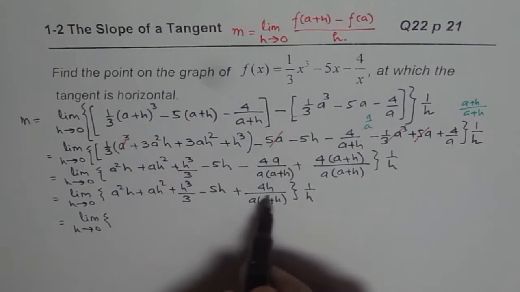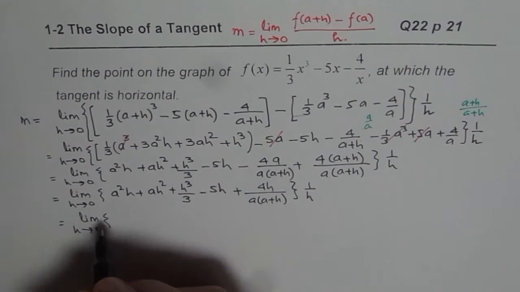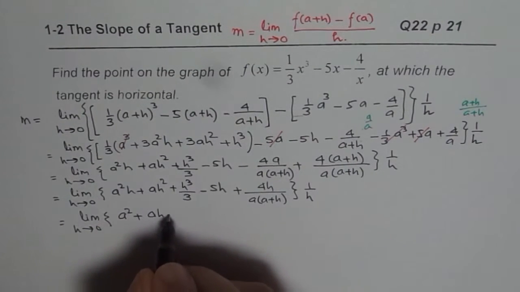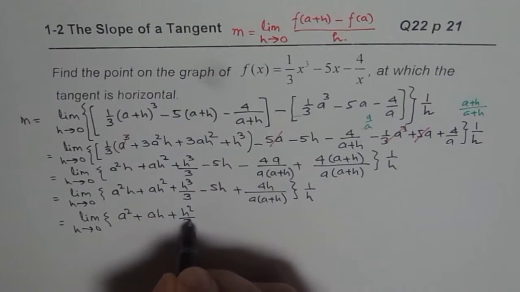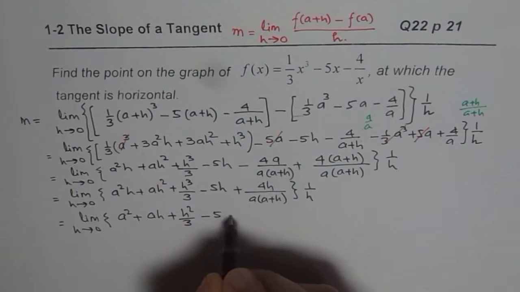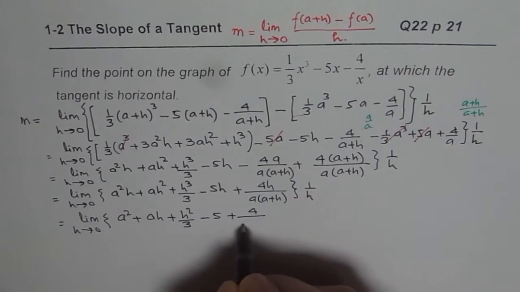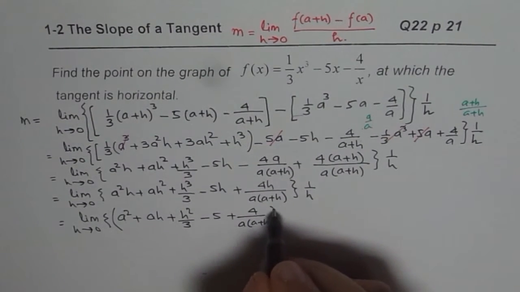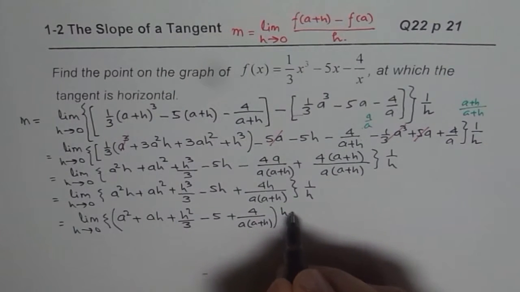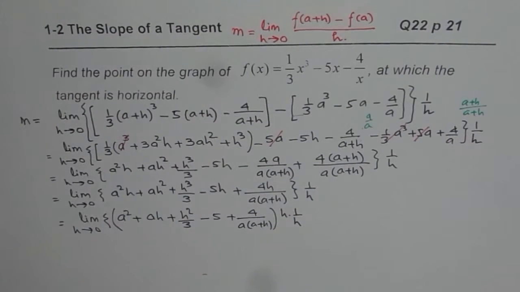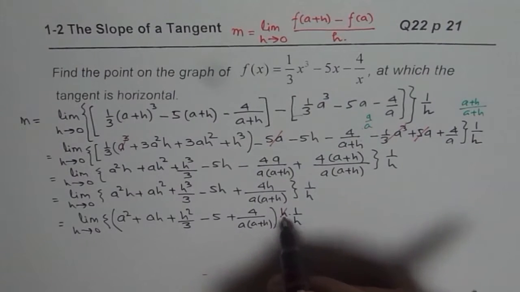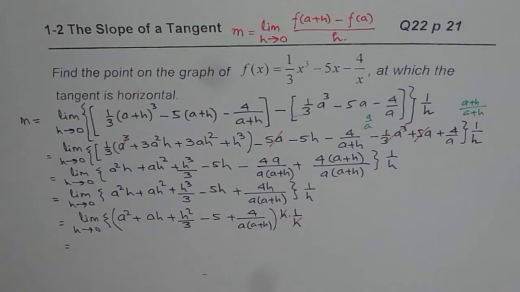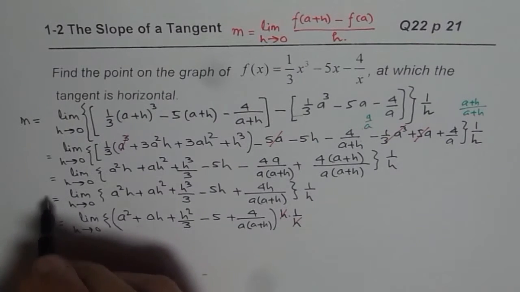So if I factor out h and cancel, I get a square plus ah plus h square over 3 minus 5 plus 4 over a times a plus h, right? And we factored out h, times 1 over h. So these h and h now get cancelled out. And at this stage, you can always substitute 0 and simplify. So we get the slope, and we know the slope is 0.